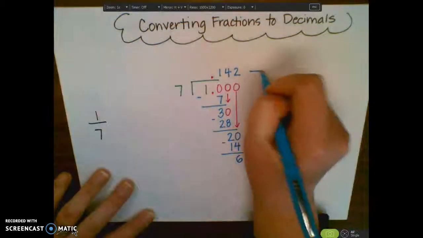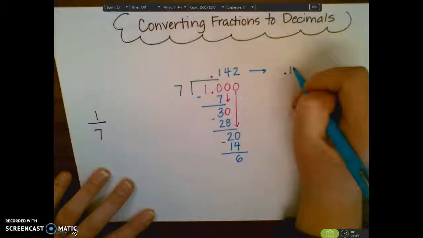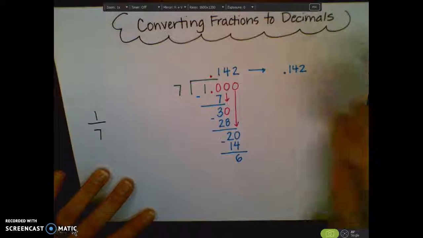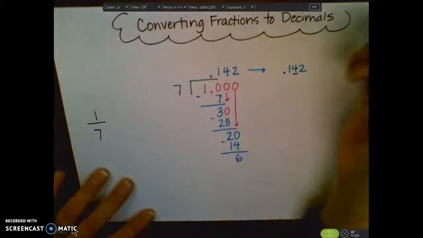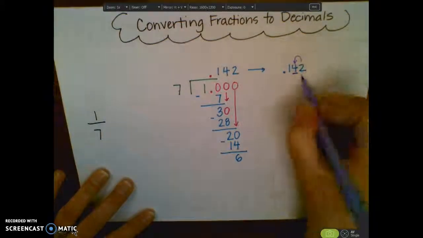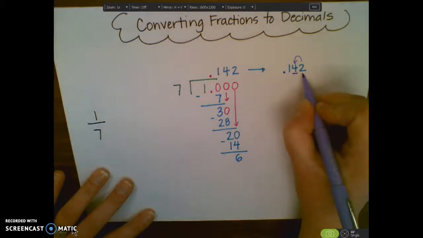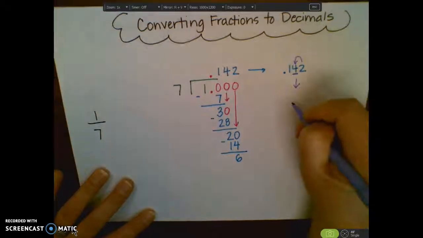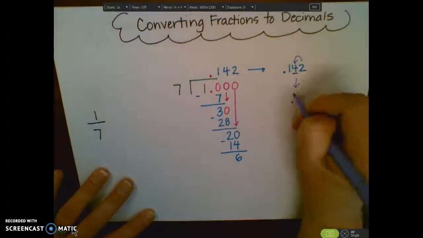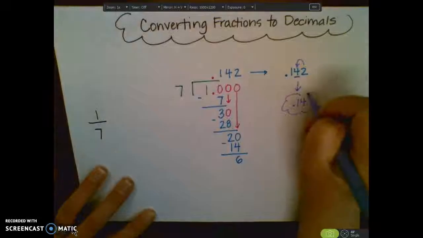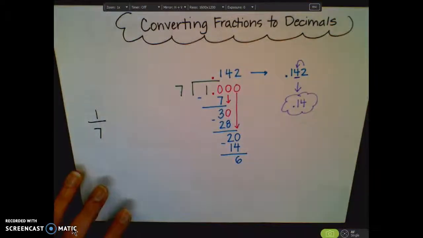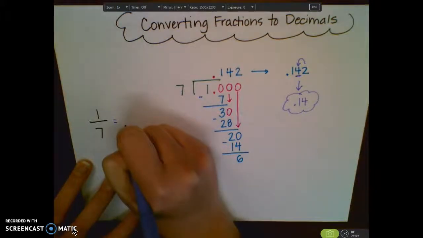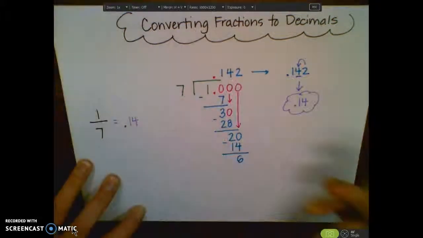Okay, so if I want to take 142 thousandths and round that to the nearest hundredth, that means I'm going to look to the digit in the thousandths to tell me what to do. The 2 tells my 4 to stay the same. So my rounded answer is 0.14, which is my answer. So if you were looking for the answer, there it is. 1/7, when I converted it to a decimal, it's 0.14.